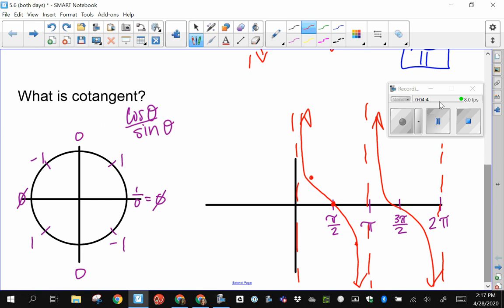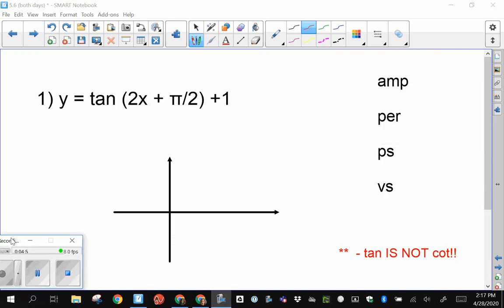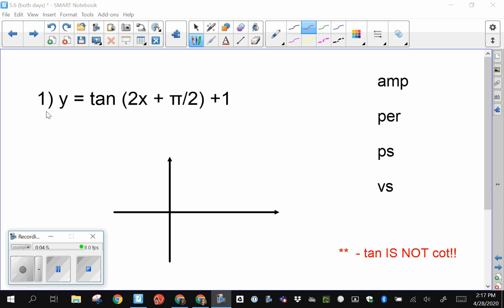Okay, so those are the basics, and now I'm going to do some examples that have transformations. We'll do one of each. This darn box, never had so much trouble with it. Okay, there we go. So very similar.